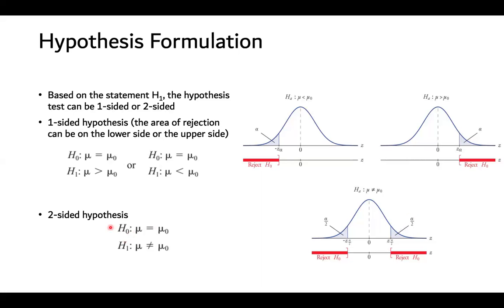Okay, so the alternative hypothesis H1 would be that the mean is not equal to mu null. It's either less than or more than. Because it is two-tailed, we have to divide the significance level by 2, so alpha per 2 and alpha per 2.